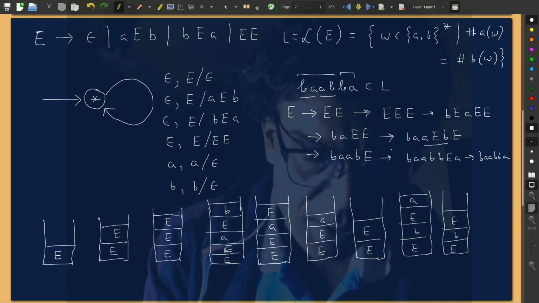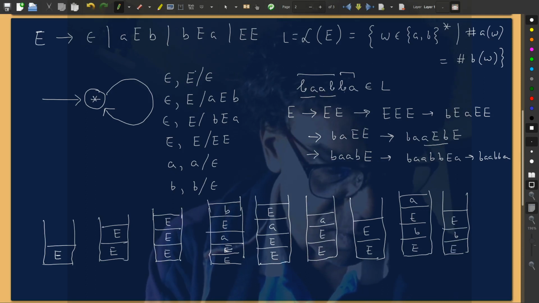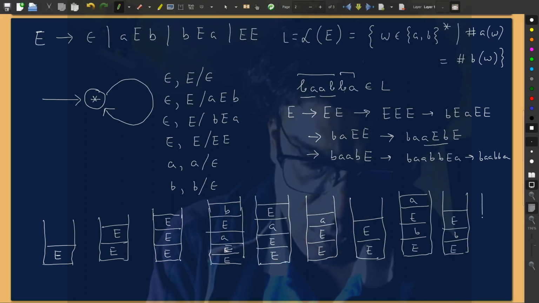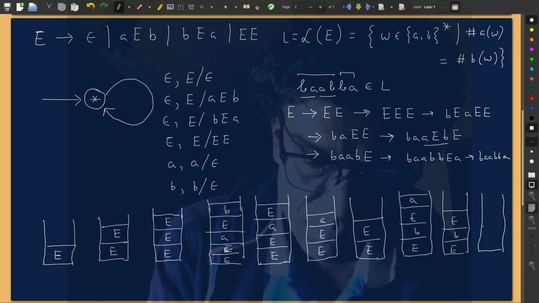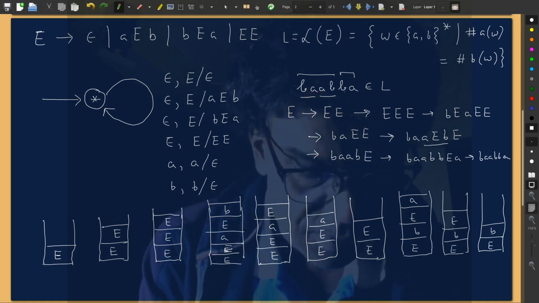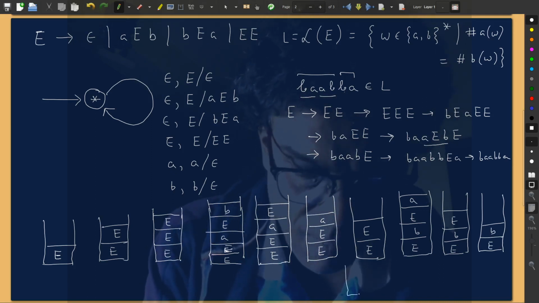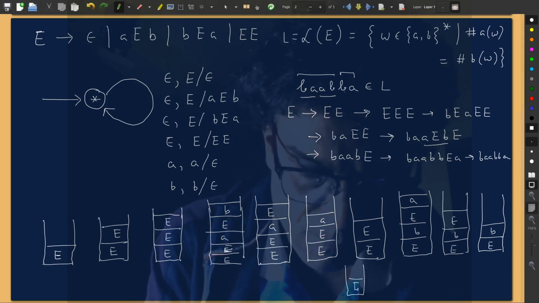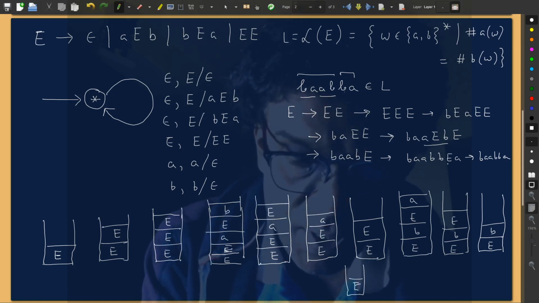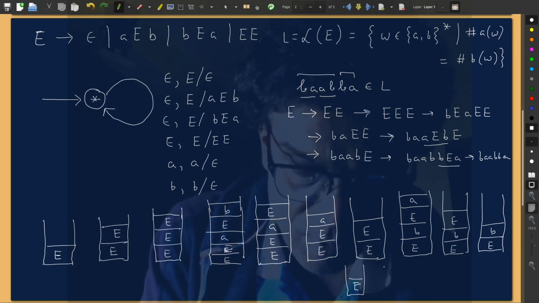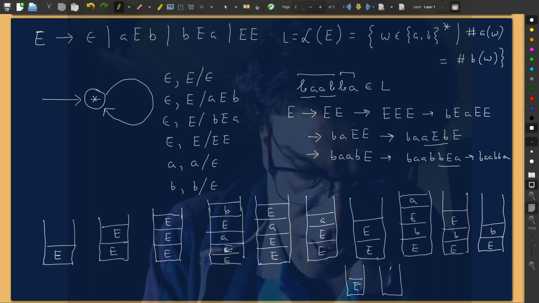Then I let this E vanish. So I apply this rule. So this becomes BE. Then I apply this transition to make it E. Finally, what rule did I apply? BEA. So I make this BEA.